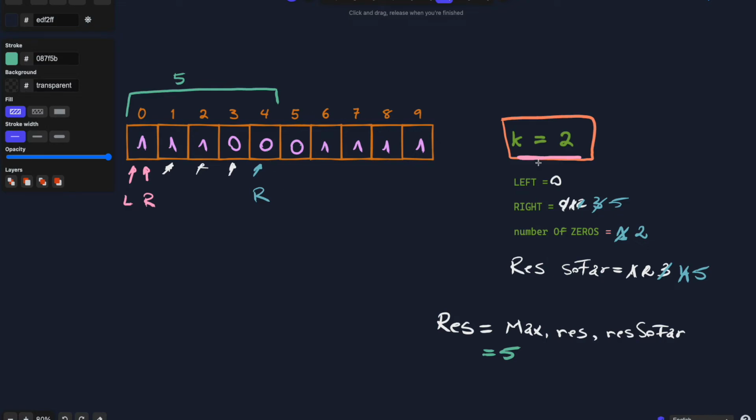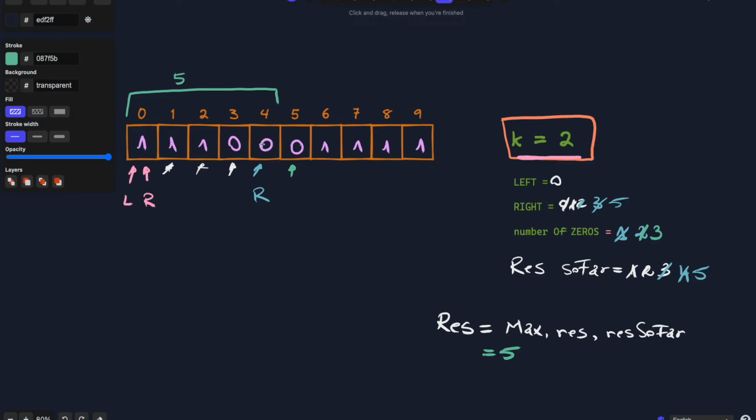Now, if we move to the next element, our right becomes 5. We know that we have another 0. So we have 3 zeros. And we know that we're not allowed to have 3 zeros. So we need to get rid of 1 zero.